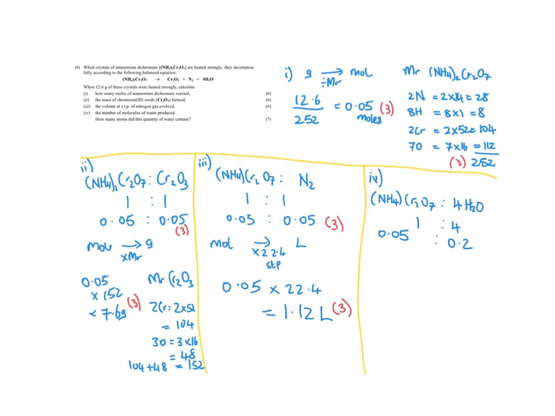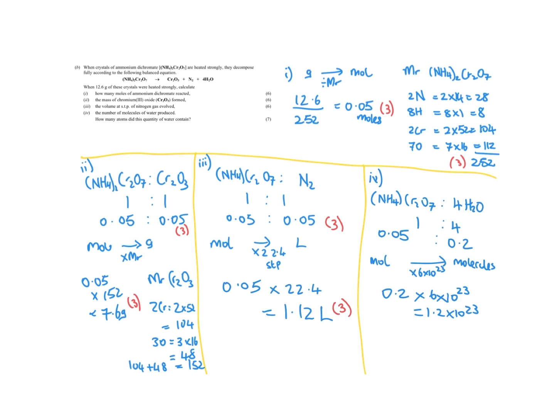Now, in order to find out the number of molecules that's present of something, or to go from moles to number of molecules, what you do is you multiply by 6 by 10 to the power of 23, which is Avogadro's constant that we would have met in the mole chapter also. So we do 0.2 multiplied by 6 by 10 to the power of 23, and that is 1.2 by 10 to the power of 23.